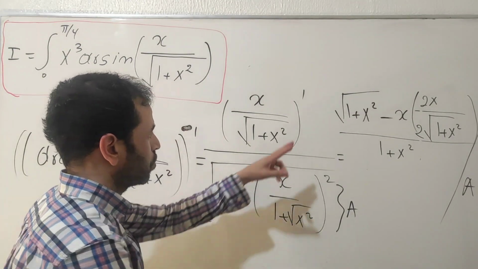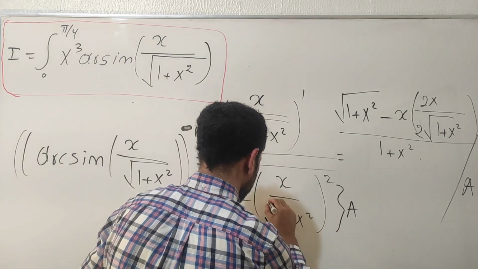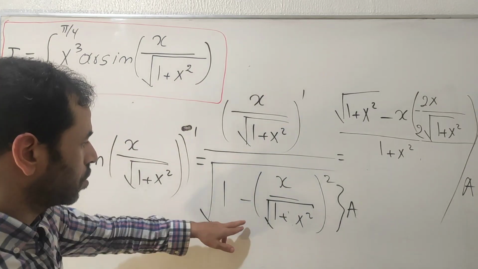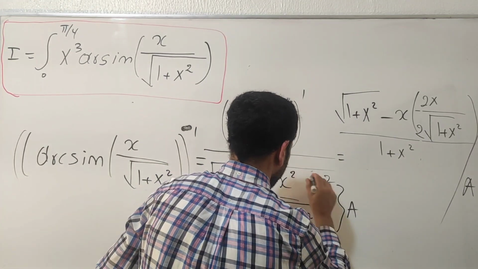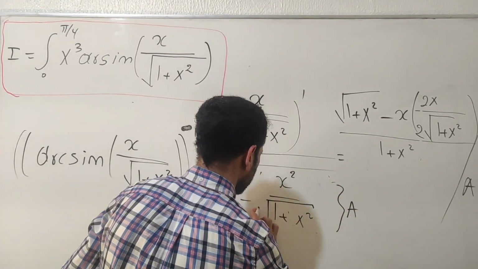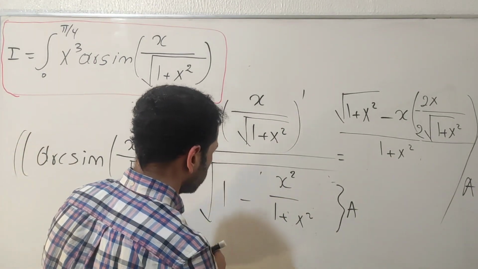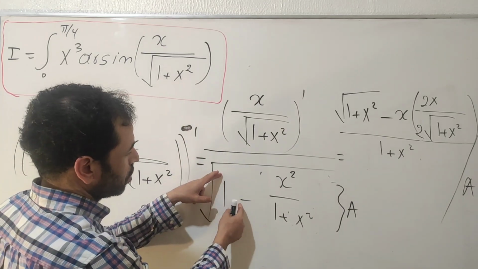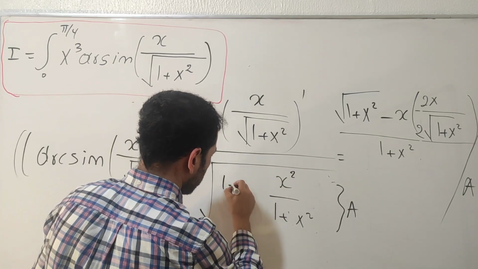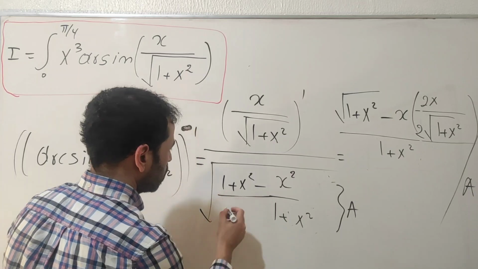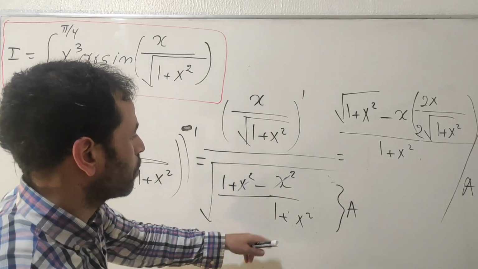Let's calculate the denominator before we move on to the numerator. This one is going to give us x squared by cancelling out this one. Then this square is going to cancel this radical. Then multiply numerator by denominator. If we simplify this numerator, it becomes 1 plus x squared minus x squared. Cancelling out this x squared, I will be left with 1 over 1 plus x squared.